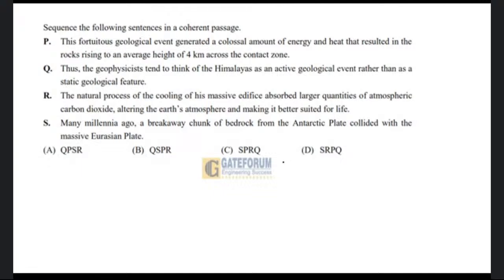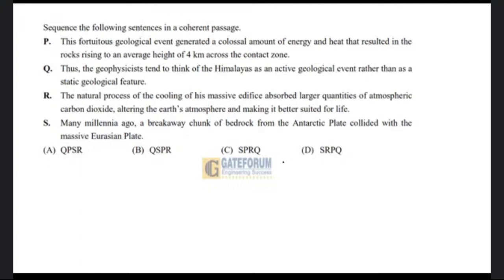Number Q: Thus, the geophysicists tend to think of the Himalayas as an active geological event rather than as a static geological figure. Active geological event means which is still active. Day by day the height of the Himalayas is rising or decreasing, whatever it is. R: The natural process of the cooling of this massive edifice absorbed larger quantities of atmospheric carbon dioxide, altering the Earth's atmosphere and making it better suited for life. Edifice means a huge structure.